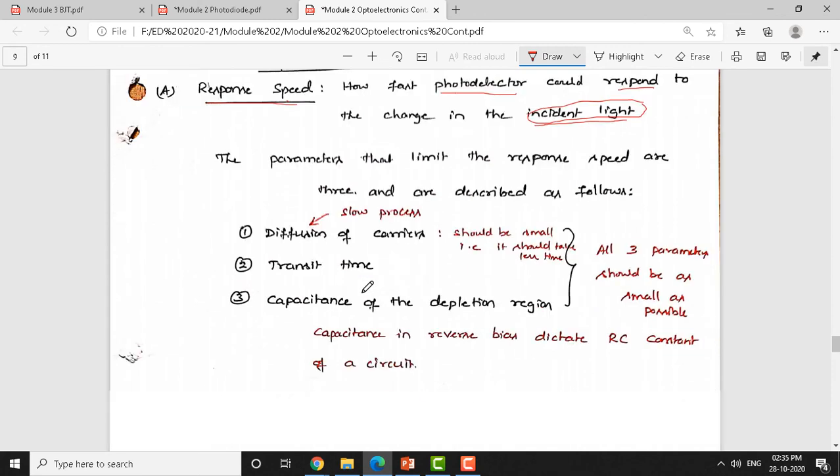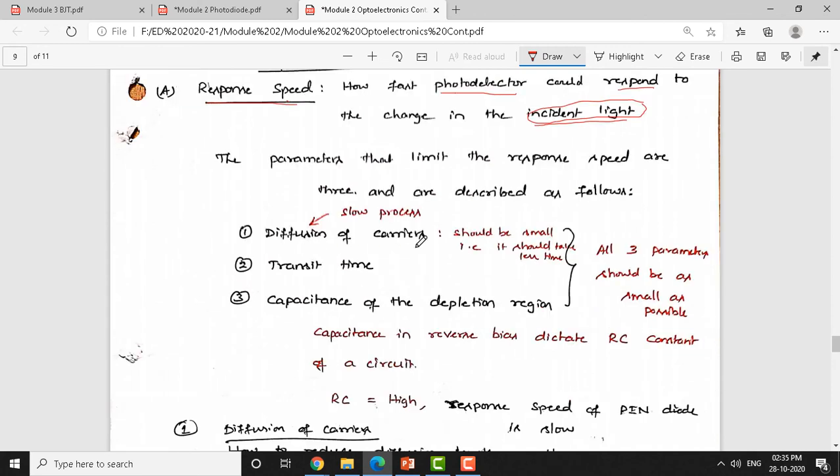The number one is diffusion of carriers. We know that diffusion happens in the photodetector's p plus region and n plus region, and this diffusion process is going to be a slow process. Due to this slow process, it definitely limits the response speed. A drift process is very fast, but diffusion is going to be a slow process.